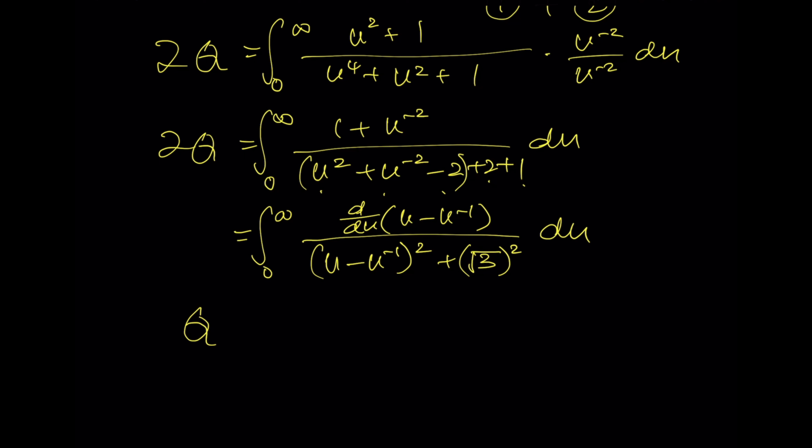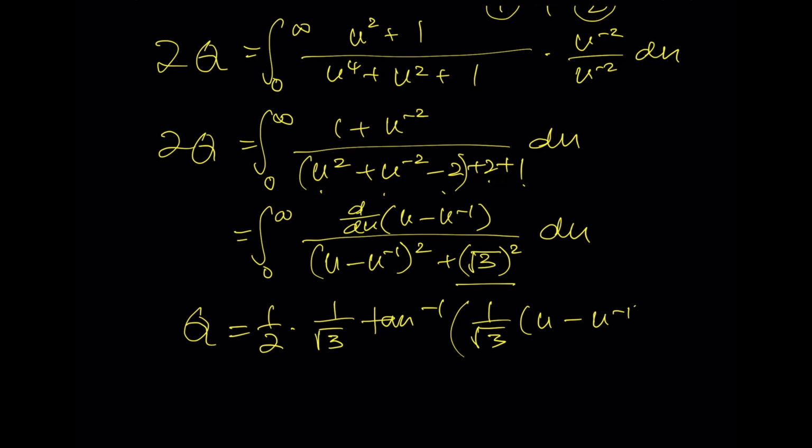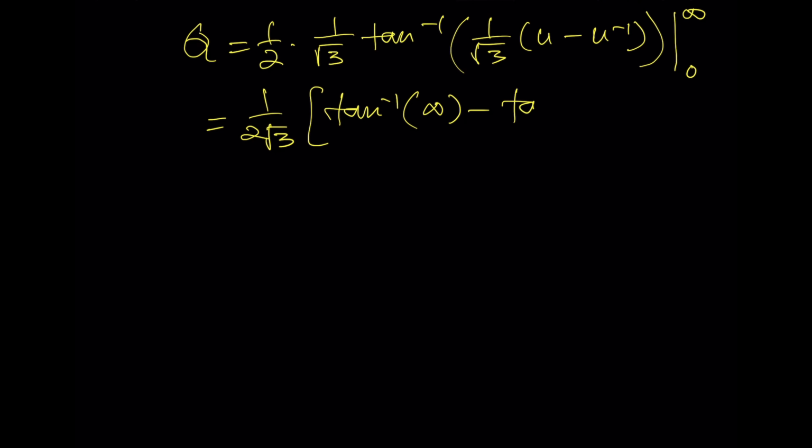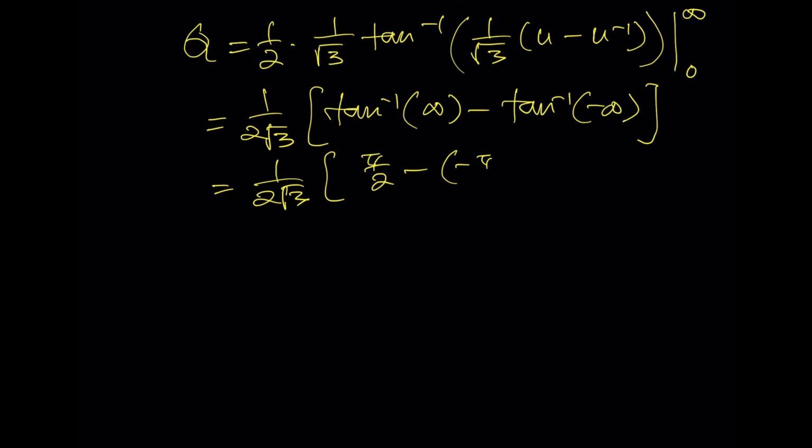So now we have Q equals 1 over 2 multiplied by 1 over square root of 3 multiplied by inverse tangent of 1 over square root of 3 and then multiplied by u minus u power negative 1. Replace with infinity and 0. We have 1 over 2 square root of 3 multiplied by inverse tangent infinity minus inverse tangent negative infinity. We know inverse tangent infinity is pi divided by 2, while inverse tangent negative infinity is negative pi divided by 2.